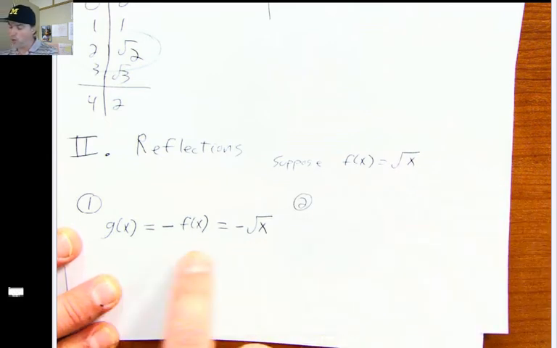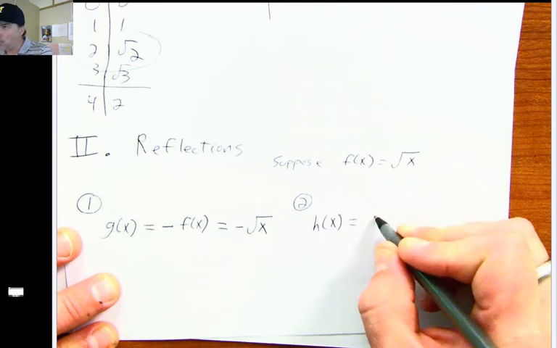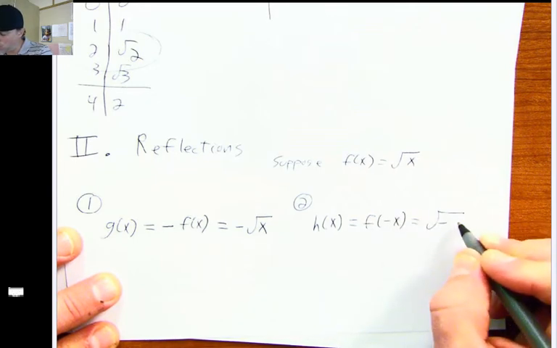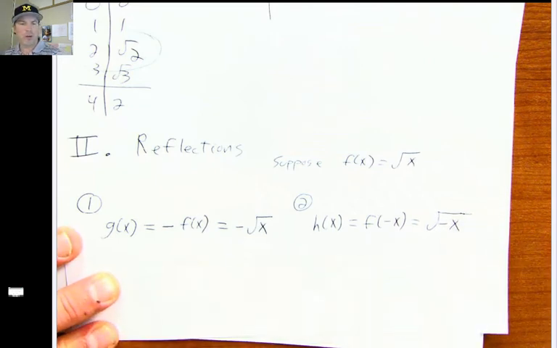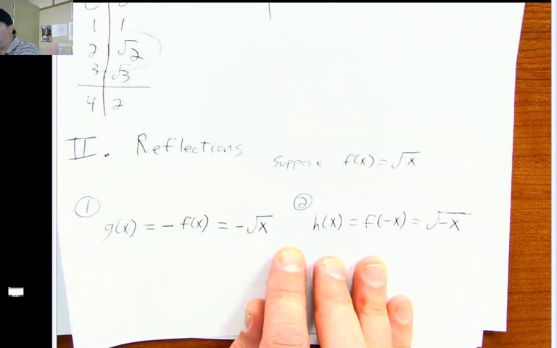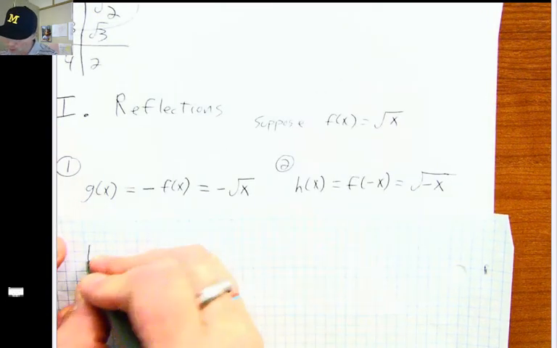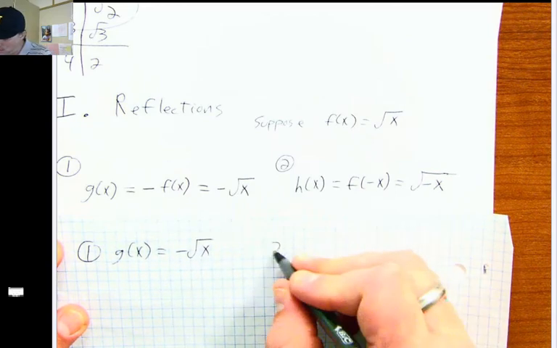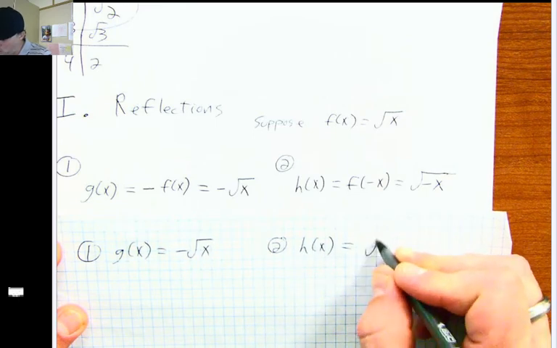For number 2, we're going to put that negative on the inside. So suppose that we had h of x equals f of negative x, which is the square root of negative x. So let's graph these two, see what's going on with them, what kind of reflections those give us. And this is where the graph paper is going to come into play. So number 1, I'm going to graph g of x equals negative root x. And for number 2, I'm going to graph h of x, which is square root negative x.